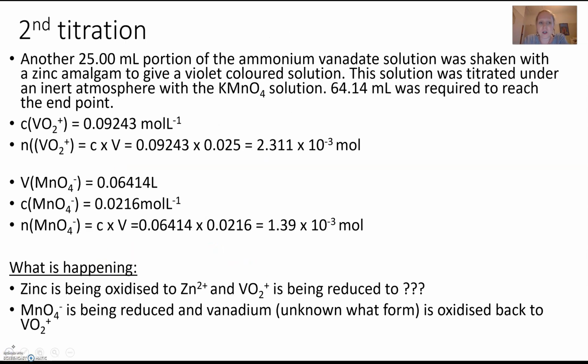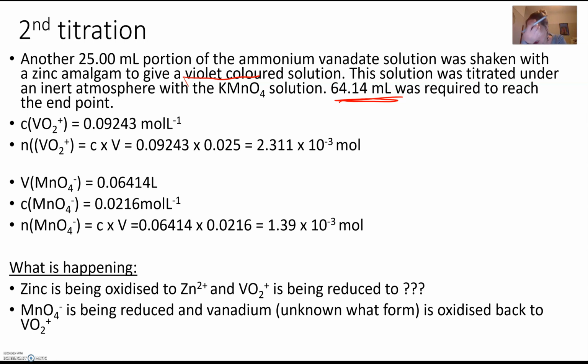So the second titration, it said another 25 ml portion of the same ammonium vanadate solution was shaken with a zinc amalgam to give a violet coloured solution. So this is a different one now, so a different vanadium species. This solution was titrated under inert atmosphere with KMnO4 solution. Inert atmosphere means that there's no oxygen present, and this many moles was required to reach the end point.